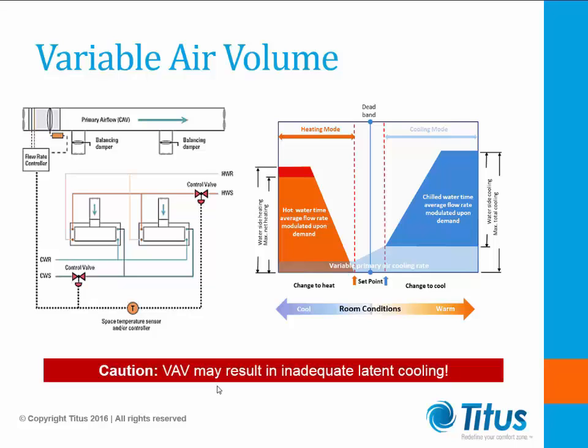However, we want to be careful when applying variable air volume systems to chill beams, because all of the latent cooling to the space is being provided by the primary air. We want to make sure that we don't reduce that airflow below what's required for 2 things. One, the minimum ventilation air, and second is the minimum volume of air to maintain dew point temperatures below the supply water temperature to the space.